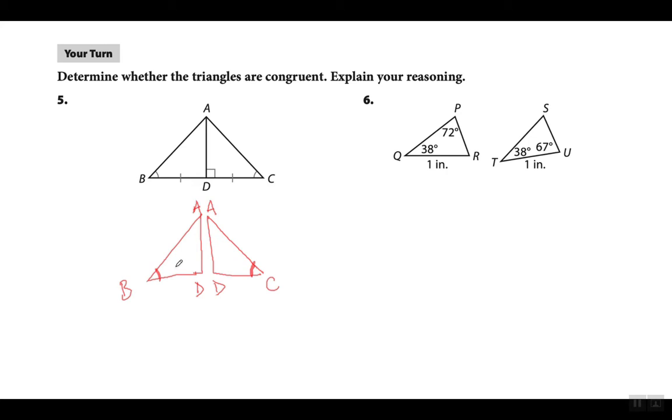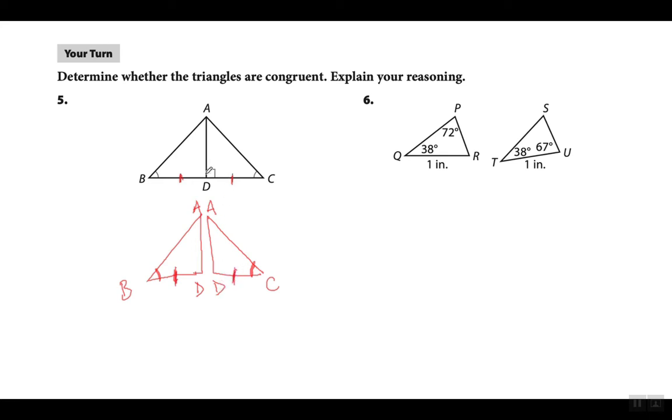All right, now this line that's right here and right here means that segment BD or side BD equals side DC. El lado BD es congruente al lado DC. Eso es lo que me dice esta rayita que está aquí.